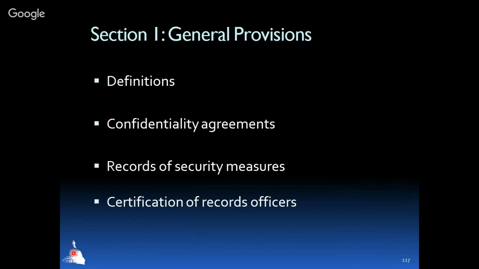In addition to the legislative intent and definitions, there are also 3 other sections in the general provisions. The confidentiality agreement, which provides guidance on contracts. Records of security measures. These are things that are not subject to GRAMA. You wouldn't disclose passwords or combinations or things like that about your building or your work area. And lastly, the certification of records officers, and that was addressed earlier.